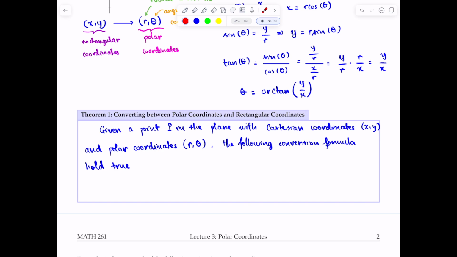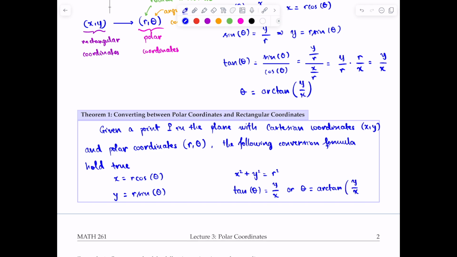The first one is x equal to r times cosine of theta. The second formula is y equal to r times sine of theta. And the third one is x squared plus y squared equal to r squared. And the last formula relates to tangent of theta equal to y over x. More specifically, if you want to calculate the value of theta, you do theta equal to arctangent of y over x, where arctangent is the inverse of the tangent function. Okay, so we're going to use these formulas to convert points from one coordinate system to another.